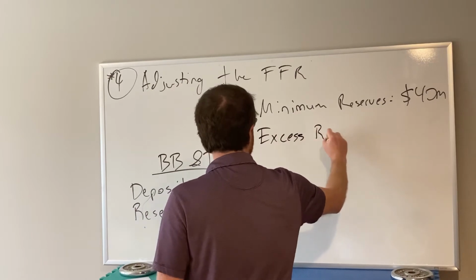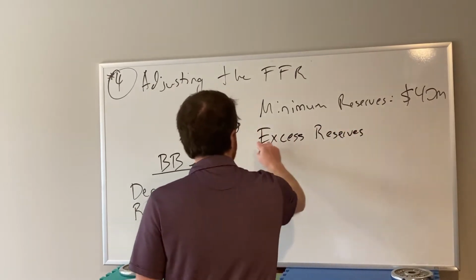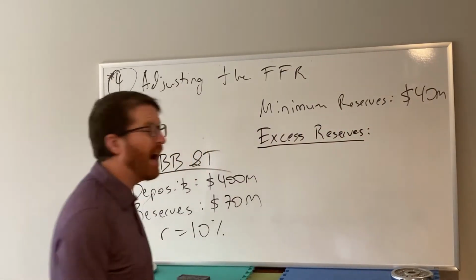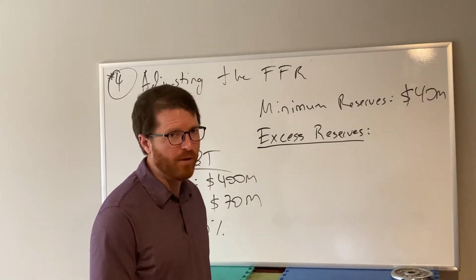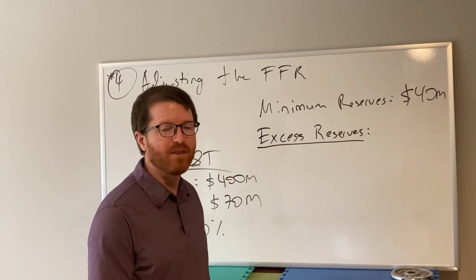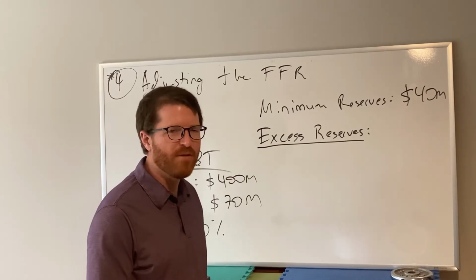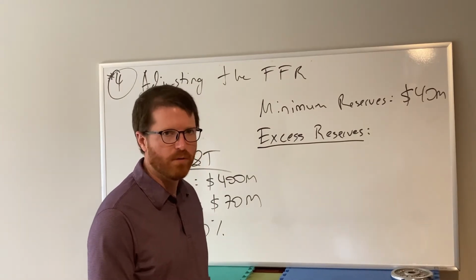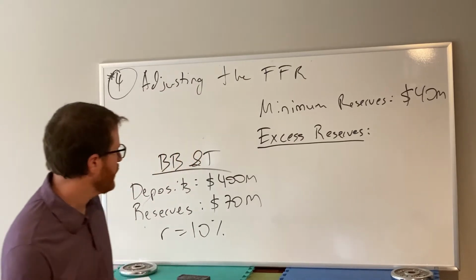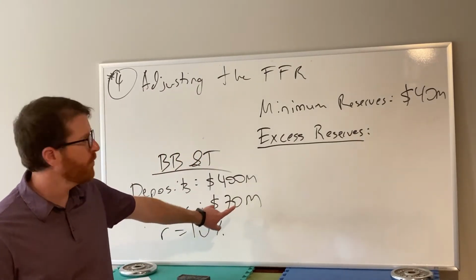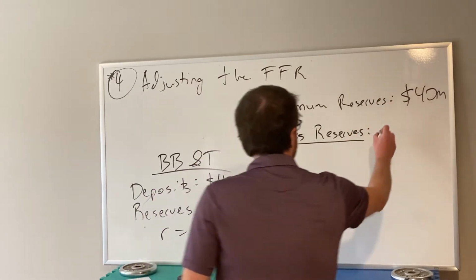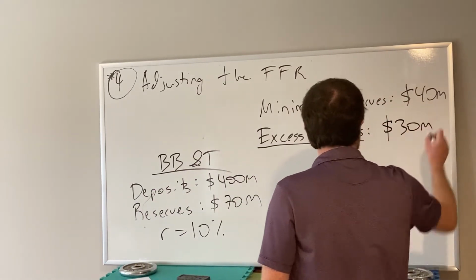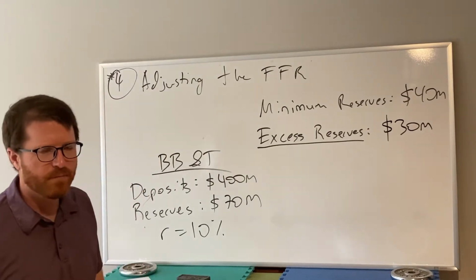I'm not going to write the definition, but I am going to explain it. I think it's a pretty obvious definition. It's extra money that banks hold by their own volition. It's extra money that banks choose to hold even though they're not required to hold it. So in this case, they've got $70 million in reserves, $40 million as a minimum required reserve, so they have $30 million in excess reserves.